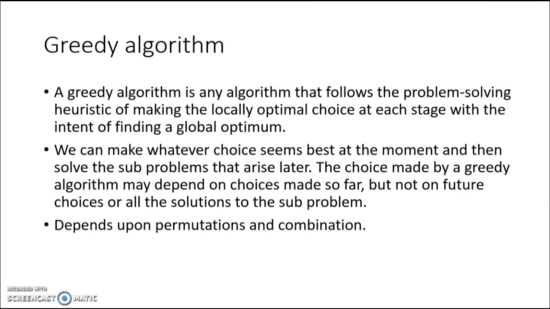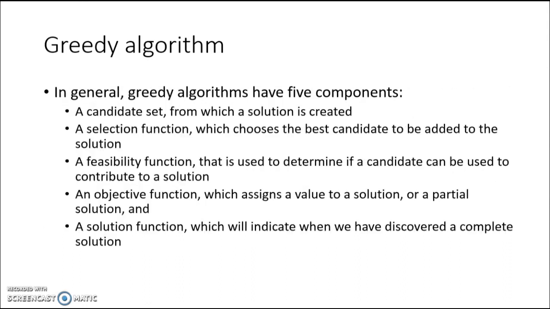These depend on the permutations and the combinations. In general, the greedy algorithm has 5 components. First, the candidate set from which the solution is created. Second, a selection function which chooses the best candidate to be added to the solution. Third, a feasibility function that is used to determine if a candidate can be used to contribute to a solution. Fourth, an objective function which assigns a value to a solution or a partial solution, and fifth, the solution function which will indicate when we have discovered a complete solution.